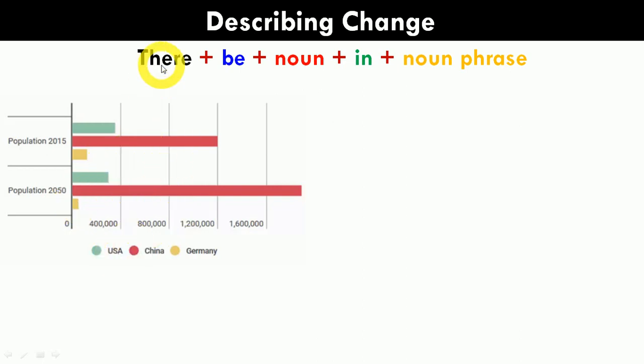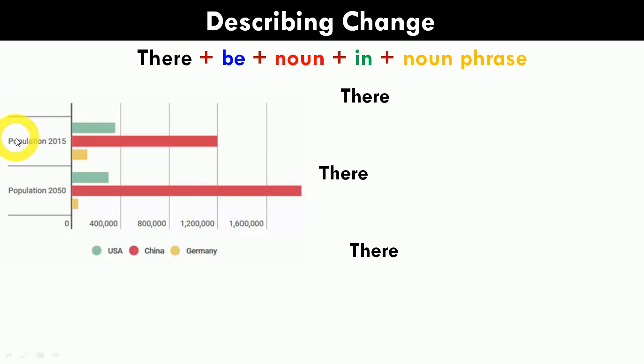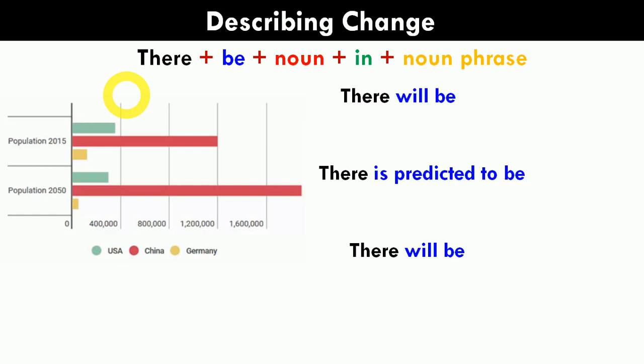Now let's start writing the sentences. Here we have to start with there. So first we'll put there. Then we have to put the proper supportive verb. So be. Here be means is, am, are, was, were, will, shall. Now if you observe the change, 2015 and 2050, obviously we have to use future tense. So let's choose the verbs like this. So there will be.